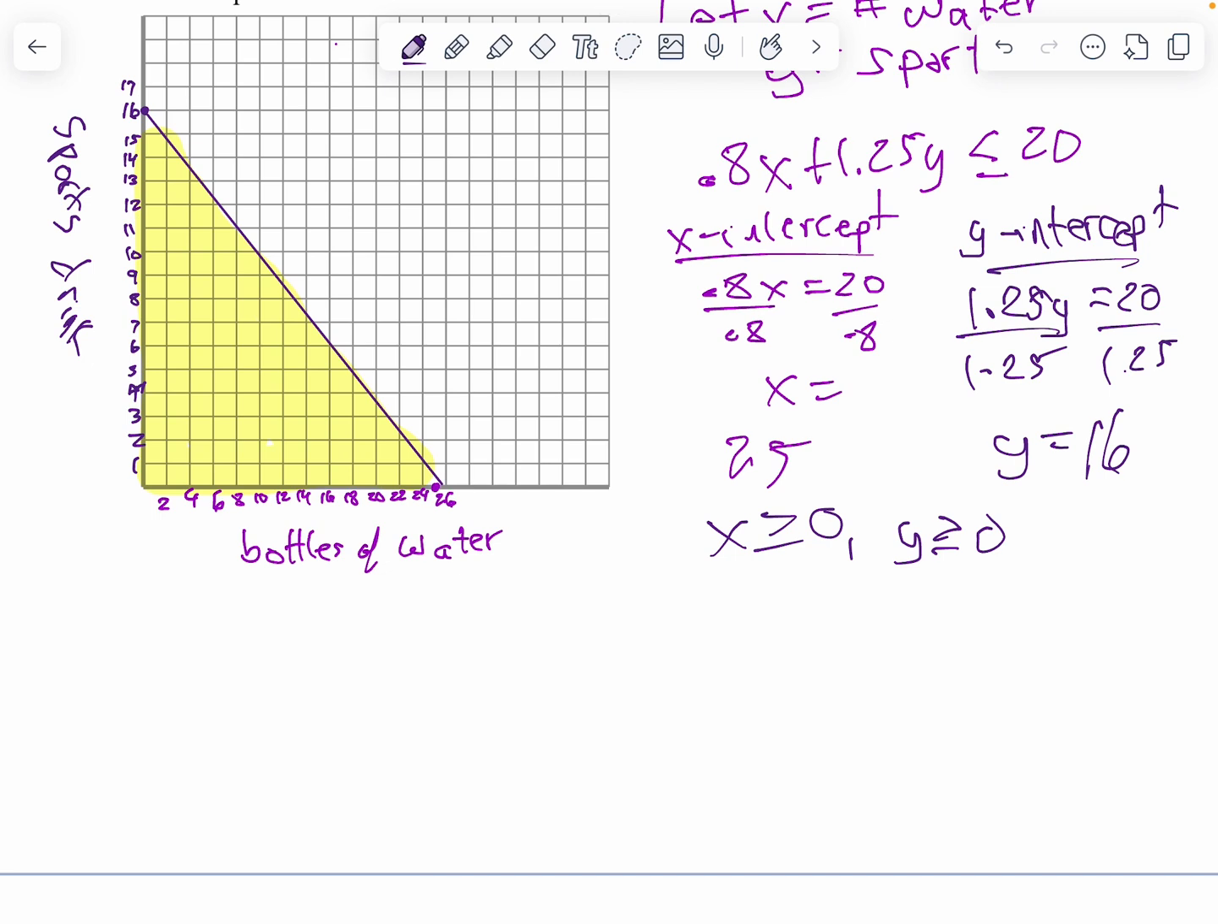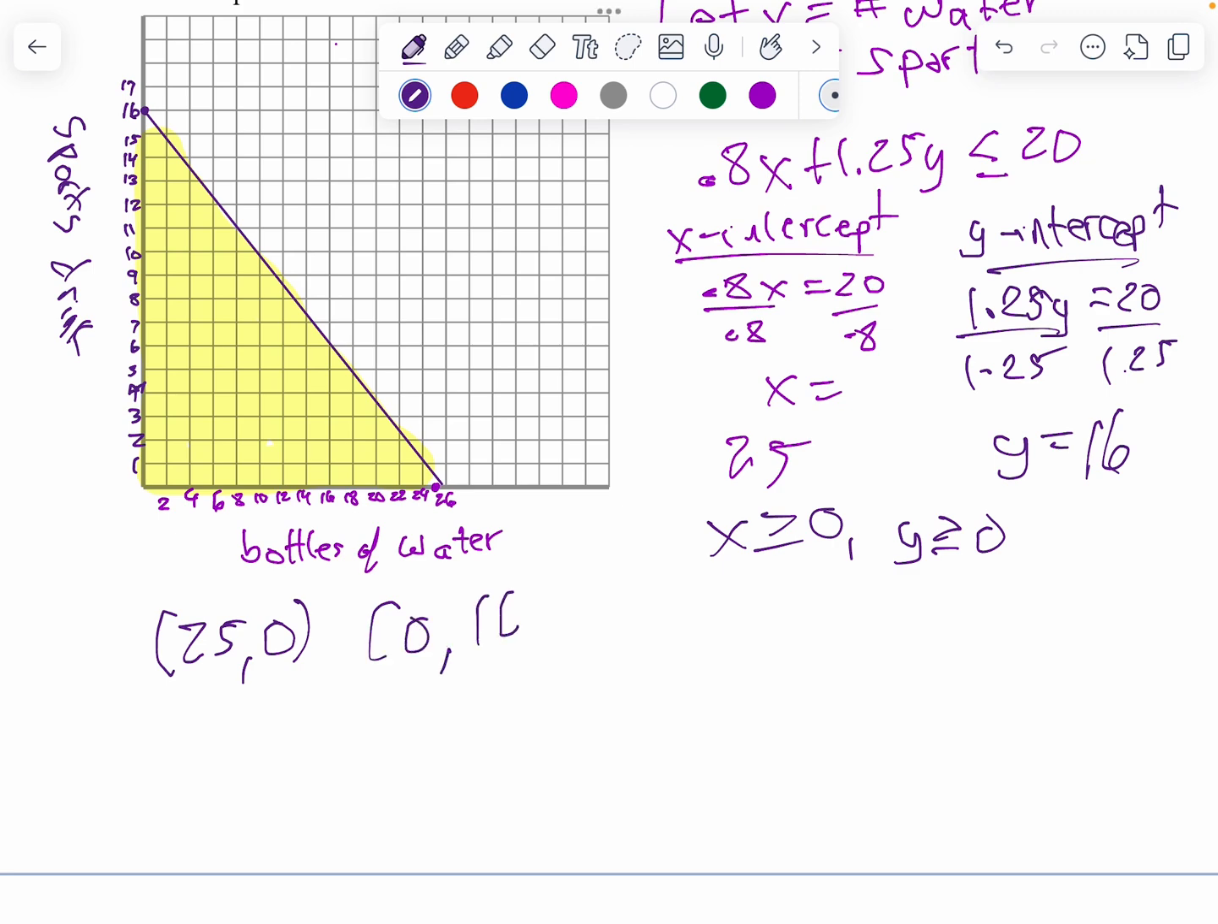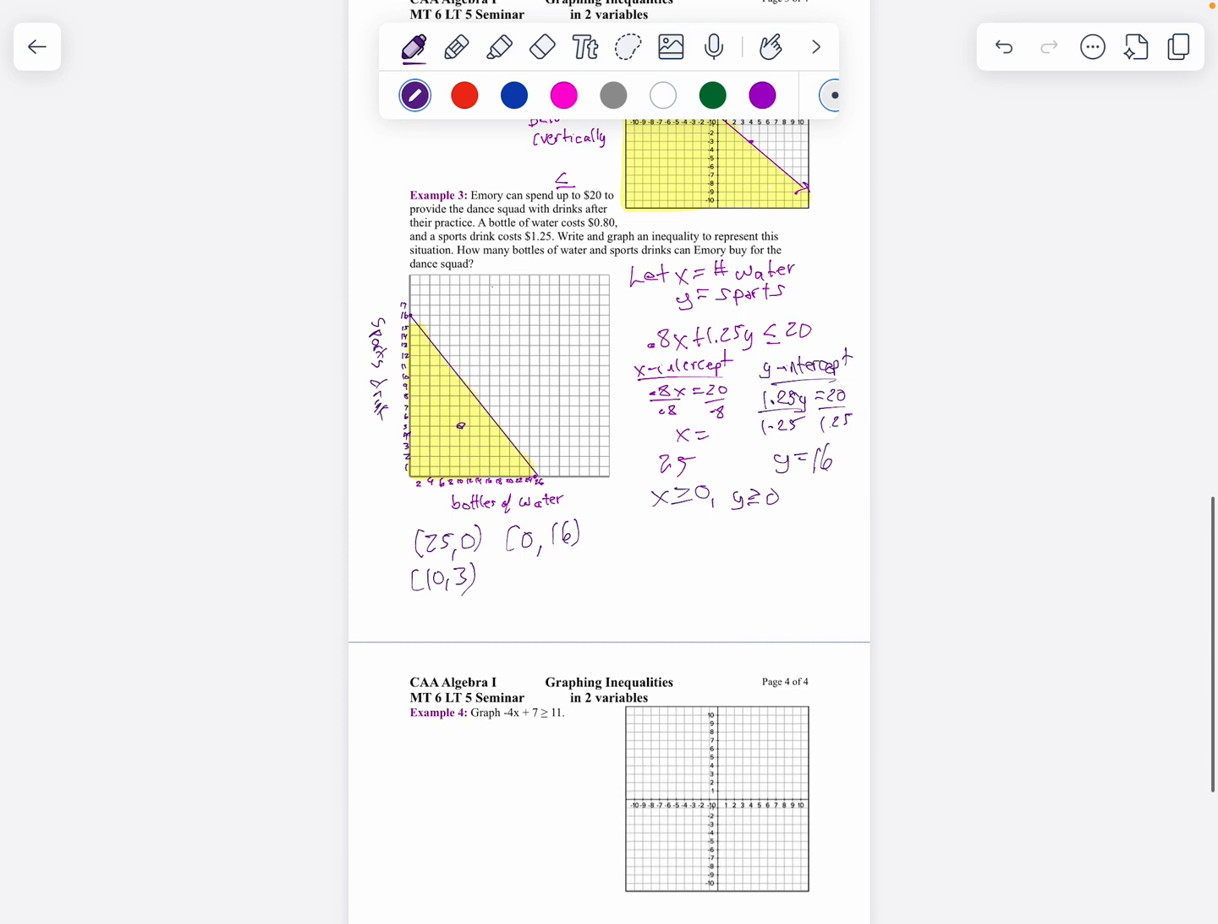Now, you've got these choices, but remember, you can't have a decimal number. So although there are decimals in our graph, we can't have a decimal number. So she's got a whole bunch of choices. We know 25 bottles of water and 0 sports drinks is an answer. And 0 bottles of water and 16 sports drinks is an answer. I could pick any point on here, like 10 and 3. That would work, just as long as she has enough for her sports team.